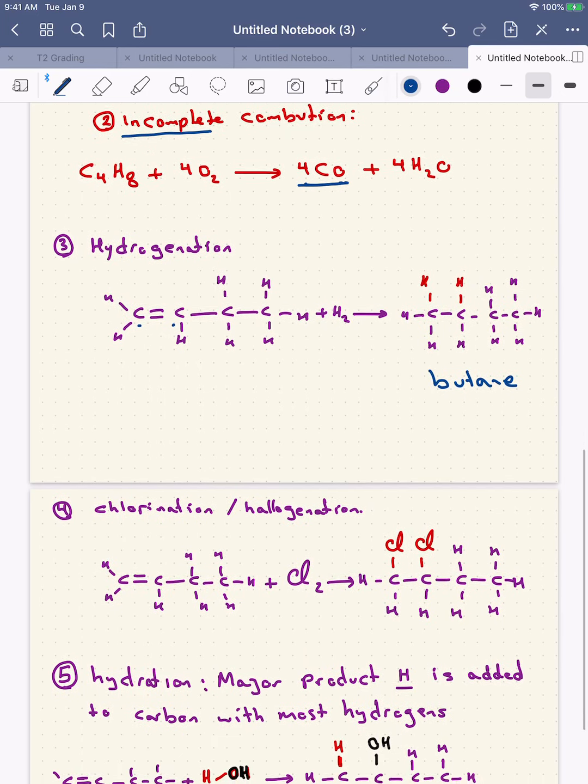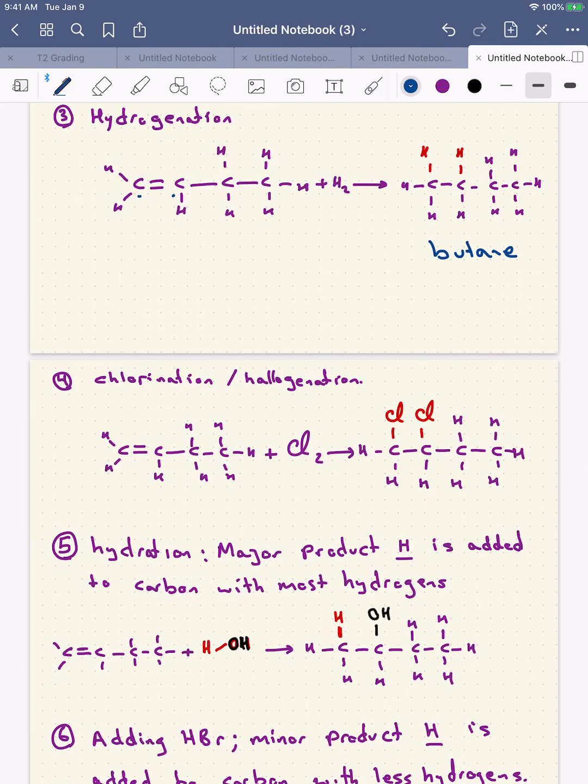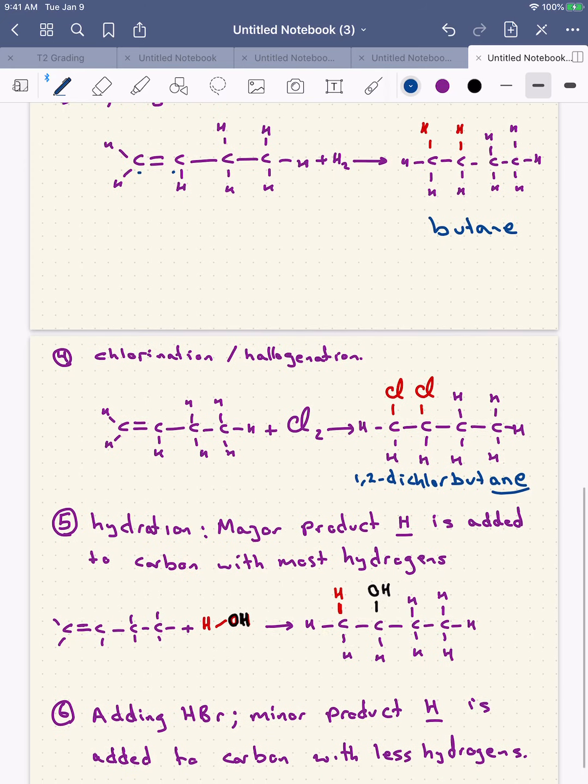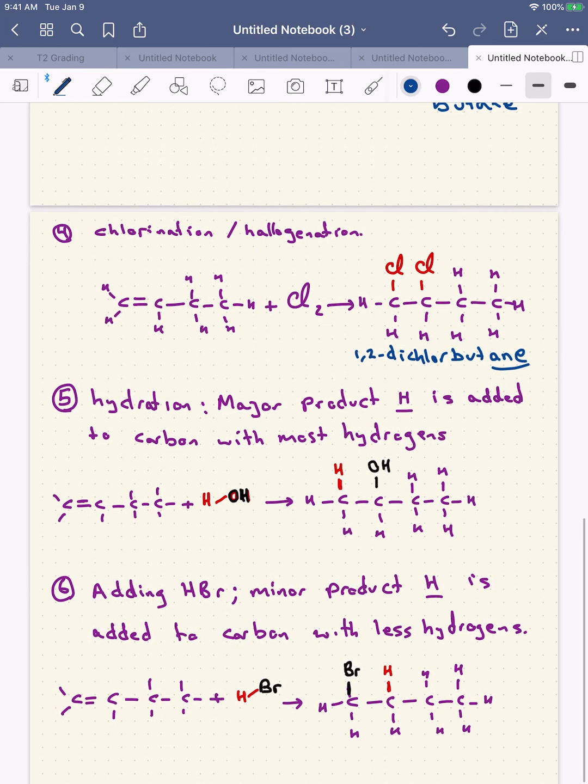The fourth reaction is adding chlorine, so it's chlorination or halogenation. One chlorine goes to each of the carbons, then you have chlorine on 1, chlorine on 2, so it's 1,2-dichloro, and the last name becomes butane, A-N-E, saturated.